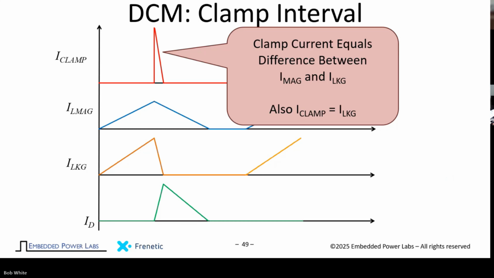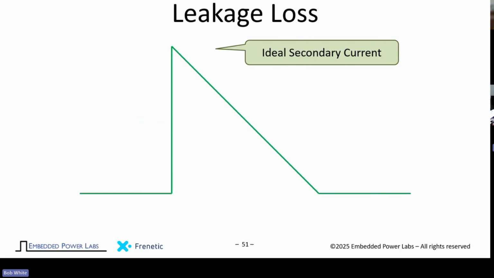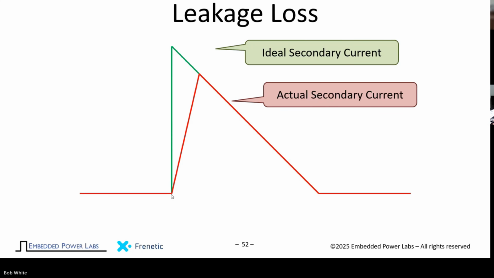So the clamp current starts at equal to the peak, and it ramps down. This is the leakage current also. The leakage current's ramping down. The drain current, or actually this is the diode current, the secondary current is ramping up. And so this is all lost energy and efficiency. Ideally in the secondary, the secondary current would look like this. It would instantly jump up and then start ramping down during the demagnetization time. But it takes some time to ramp up.